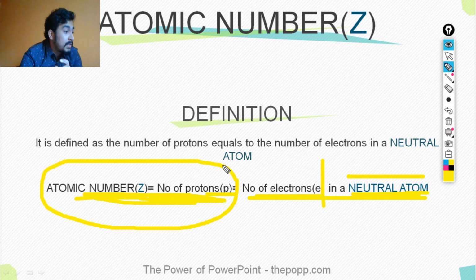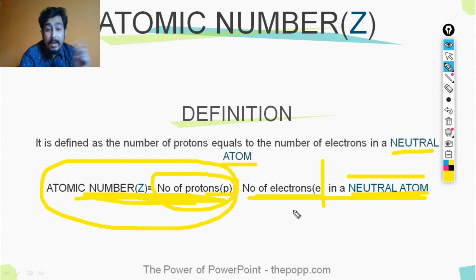This is a very important and fundamental thing to be understood. We are about to learn about protons and electrons and another subatomic particle known as neutrons in this particular chapter.